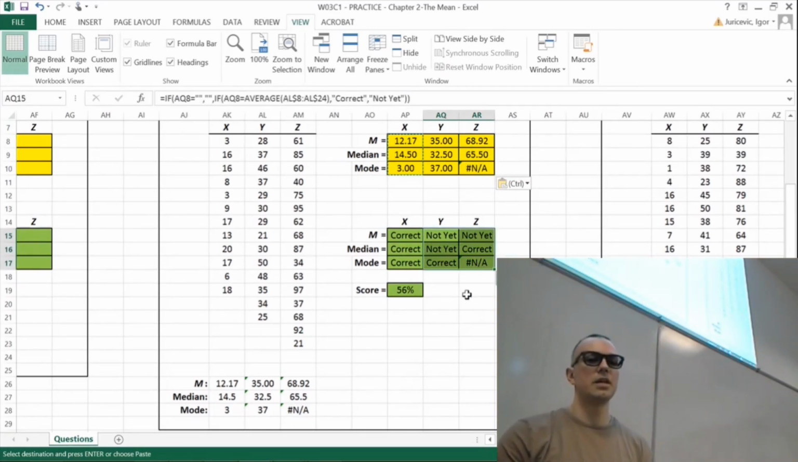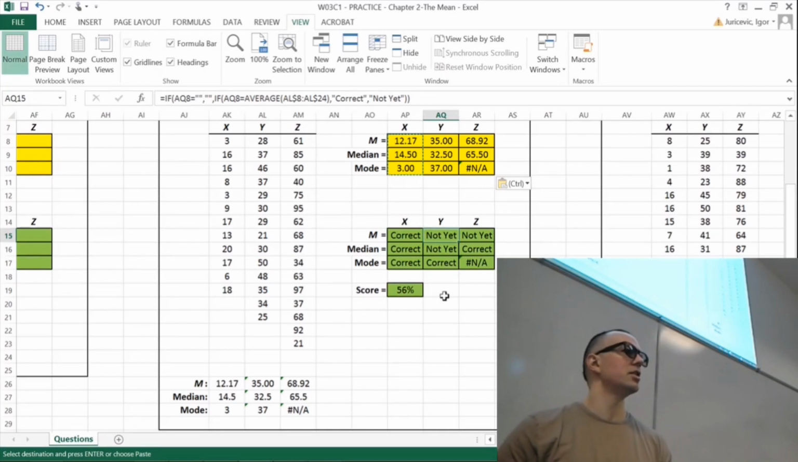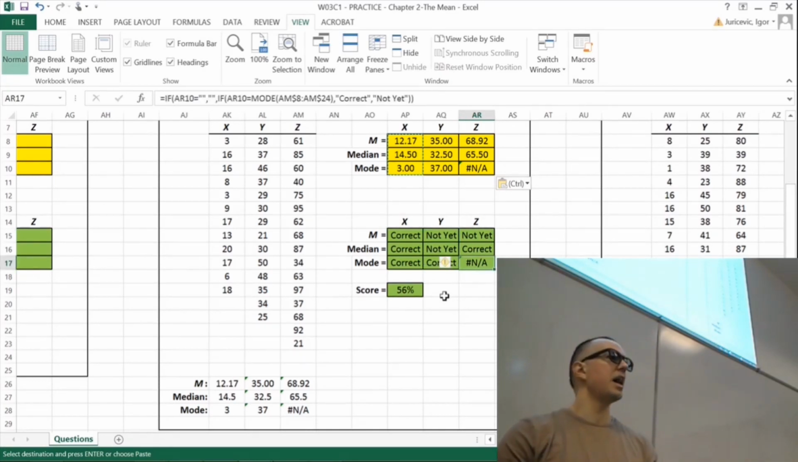So you can see that for the Y scores and for the Z scores, 4 out of those 6 central tendencies, we got incorrect. 3 of them have not yet, meaning that we haven't gotten the correct answer yet. 1 of them has that hashtag NA. Hashtag NA means that Excel cannot even calculate what you're asking it to do.